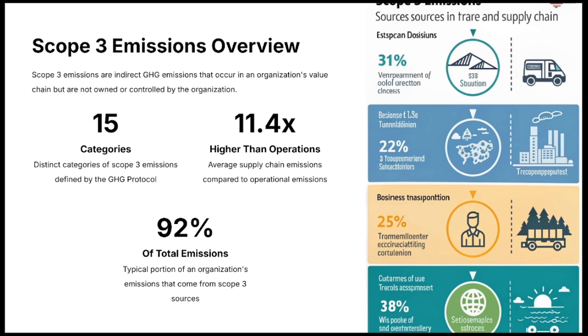On average, scope 3 emissions are 11.4 times higher than direct operational emissions, meaning they usually dwarf what's reported under scope 1 and 2. In fact, scope 3 often makes up around 92% of a company's total emissions. That's why identifying and managing these emissions is so critical for setting meaningful climate goals and also engaging suppliers, customers, and also partners in the process.